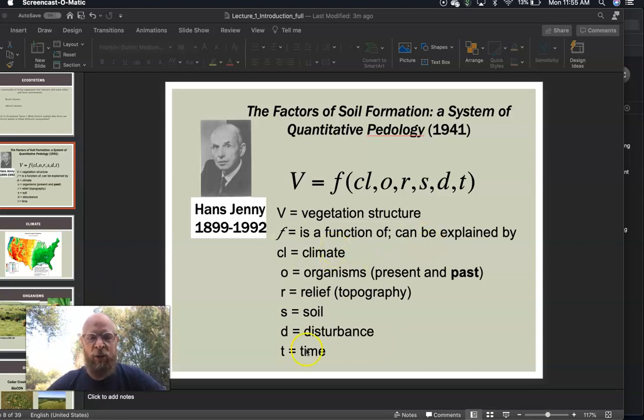So I'm just going to talk through each of these things briefly so you can start to see how I think about these factors affecting the vegetation, and you can start thinking about some examples of how these factors would impact what vegetation occurs on the landscape.